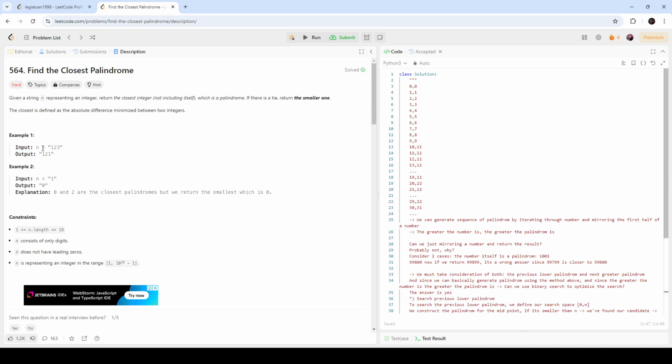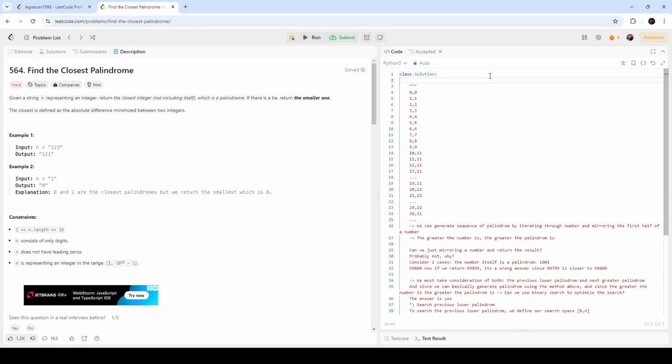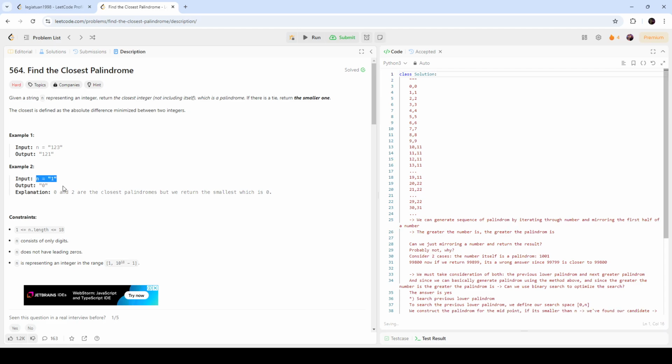We are given the integer 123 and we return 121, because this is a palindrome. A palindrome is a number that, if you read it backward, is the same number, right? So 121, if you read it backward, is still 121. For 1, the answer is 0. Basically, any number that has a length smaller than or equal to 1 is a palindrome.